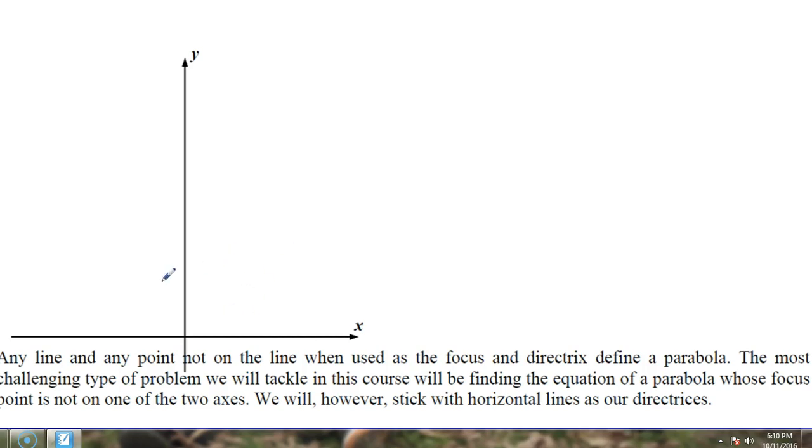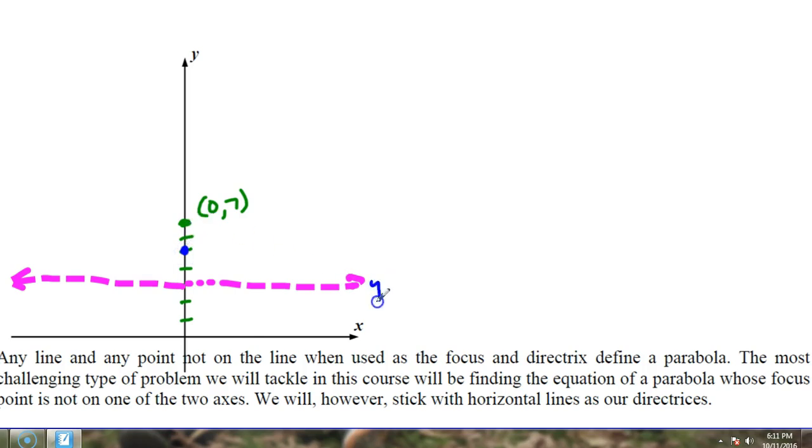All right, so I'm just going to sketch this out, and you'll get to see it in rapid speed. So therefore we know the vertex must be in the middle, right? There's our focus. Here's our directrix. So our vertex must be the point (0, 5). And then you can just sketch out your parabola the best you can.